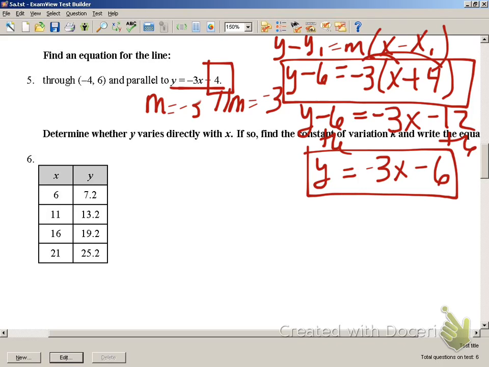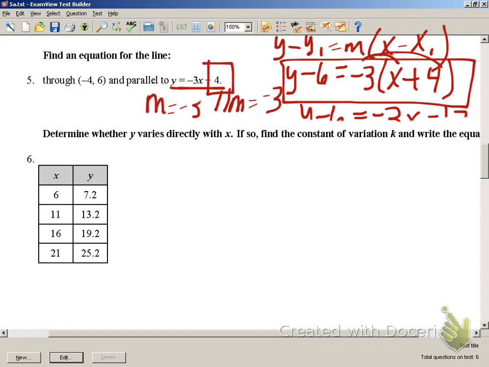Number 6 says determine whether y varies directly with x. If so, find the constant of variation k and write the equation of the direct variation. So how do we determine if y varies directly with x? We need to understand that it has to be in the form y equals kx in order for y to vary directly with x. Or, the same thing has to be happening each time.